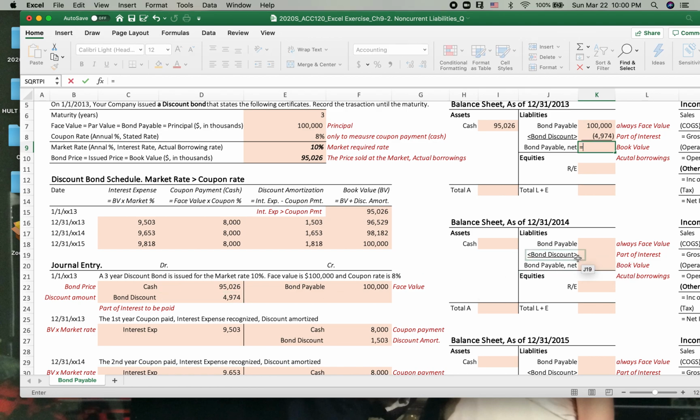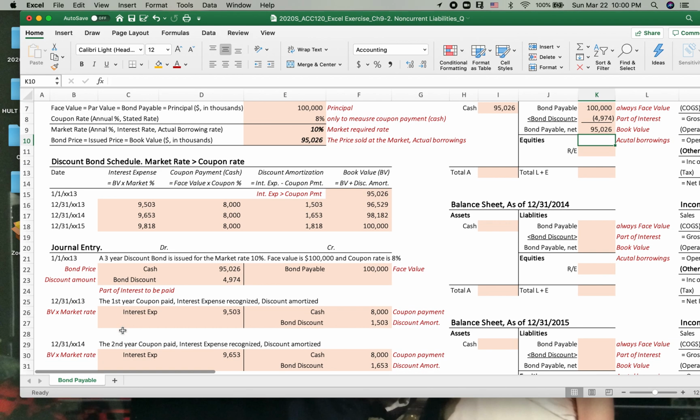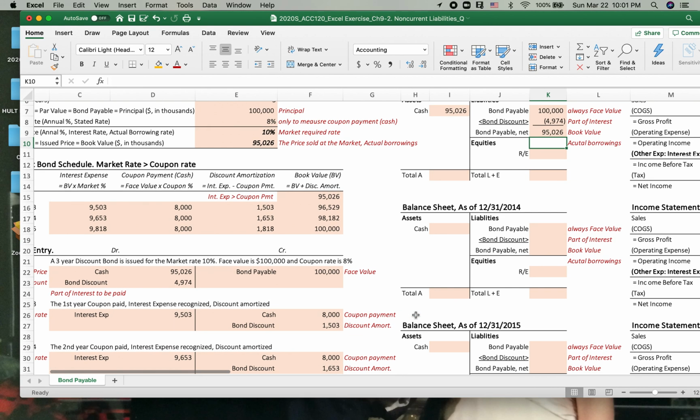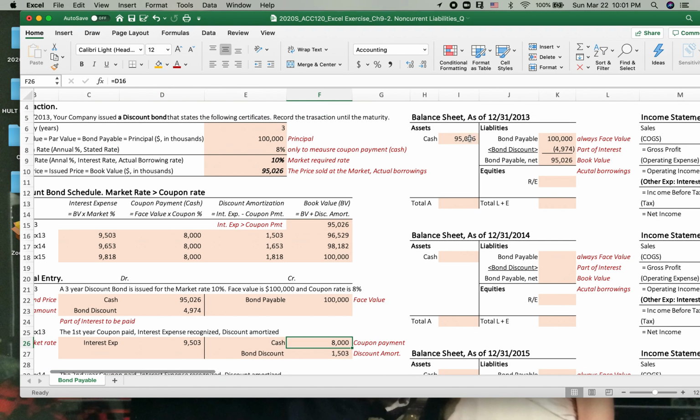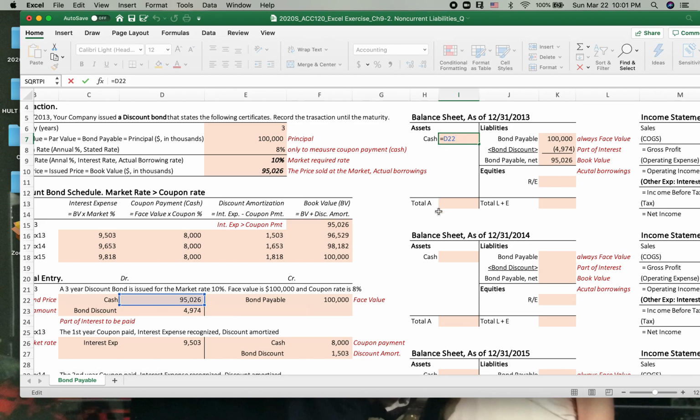So this amount, we need, before calculating this. Now this bond payable net when the company issues is 95,026. At the year end, interest expense and cash and bond discount, the amortization recognition. Interest expense and cash. Let's do the cash first. Cash down by 8,000, the coupon payment.